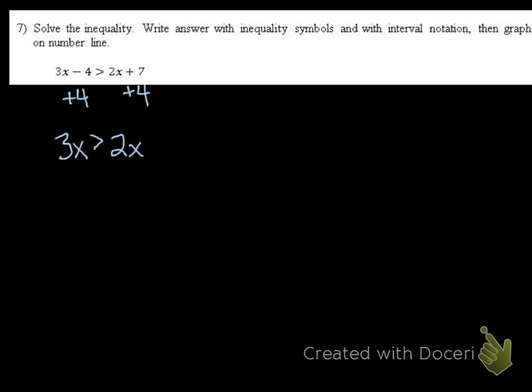I'm going to go ahead and start by adding 4 to both sides of the inequality. That leaves me with 3x on the left side and then 2x plus 11 on the right hand side. Then I'll bring the x's to the left hand side of the inequality by subtracting 2x from both sides. So that gives me x is greater than 11.